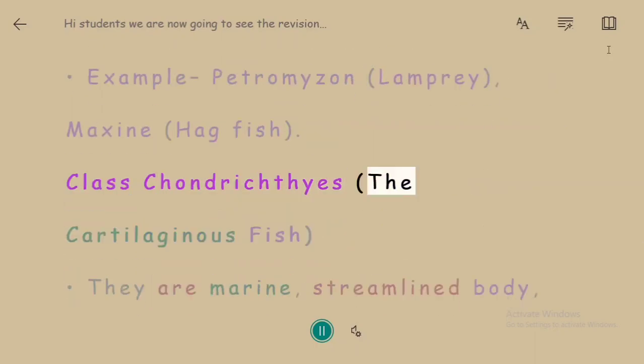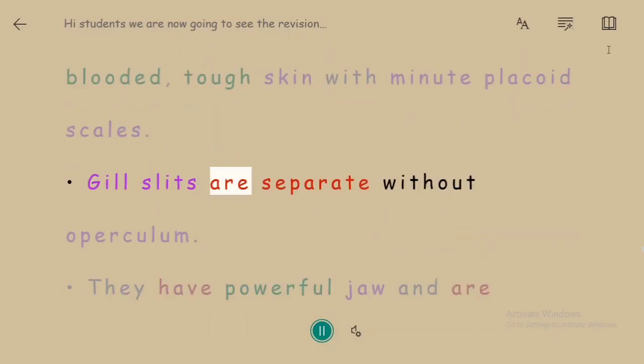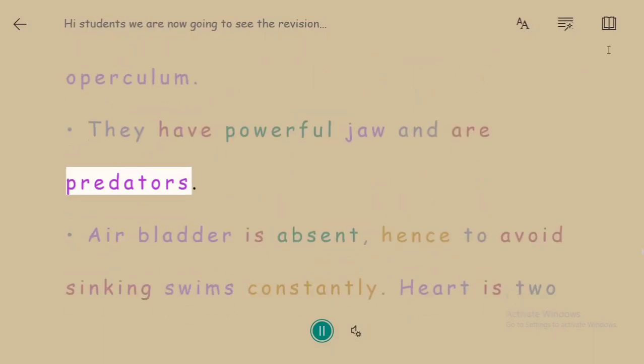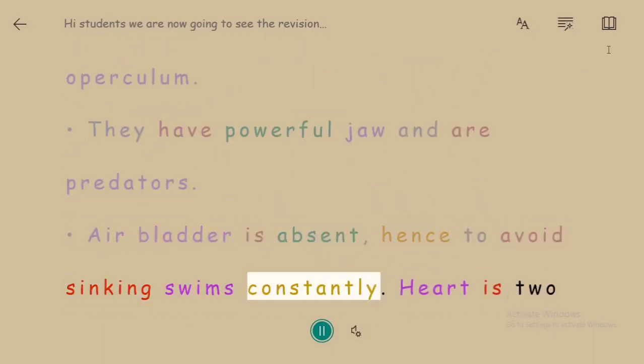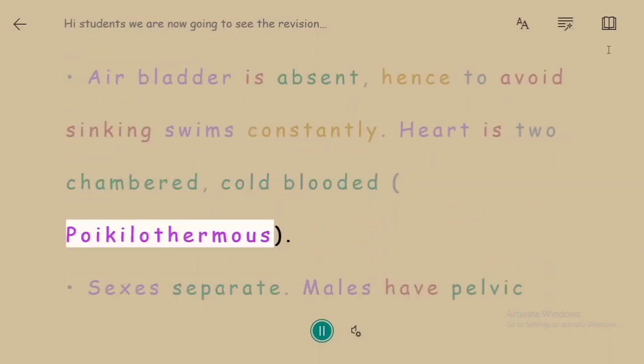Class Chondrichthyes, the cartilaginous fish. They are marine, with a streamlined body, cartilaginous endoskeleton, cold-blooded, tough skin with minute placoid scales. Gill slits are separate without operculum. They have powerful jaws and are predators. Air bladder is absent, hence to avoid sinking they swim constantly. Heart is two-chambered, cold-blooded, poikilothermous.